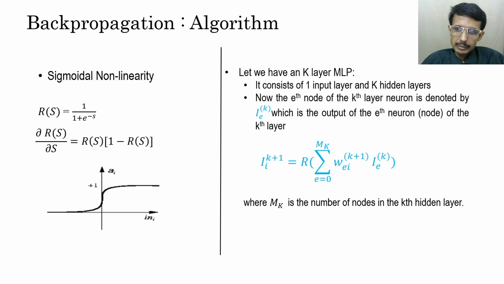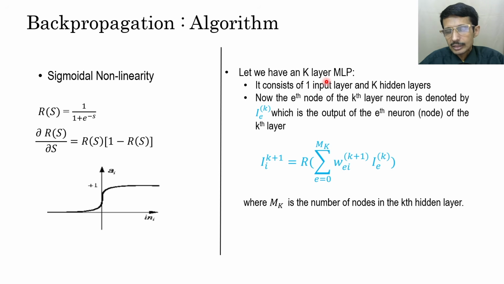Now in the backpropagation algorithm, we first try to understand the following. We have used the sigmoidal nonlinearity, which is denoted by out of s equals 1 by 1 plus e to the power minus s. If we take the derivative of this, it is out of s times 1 minus out of s. So that is the first thing that we have to understand.